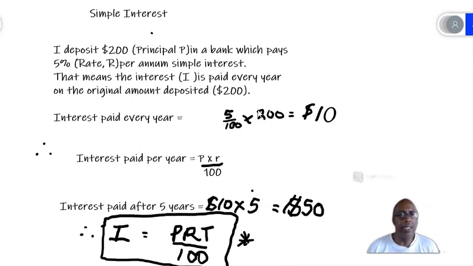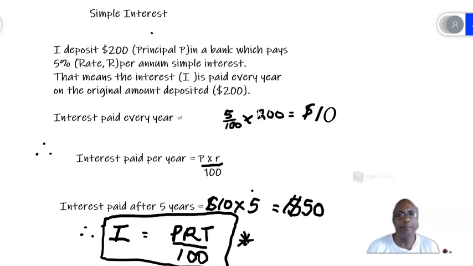The interest you're paid can be either simple interest or compound interest. So let us first look at simple interest. And the best way to explain it is through a simple example. If I deposit $200 in a bank, the money I deposit originally is called principal. The symbol is a capital P. And the bank pays 5% interest per annum.